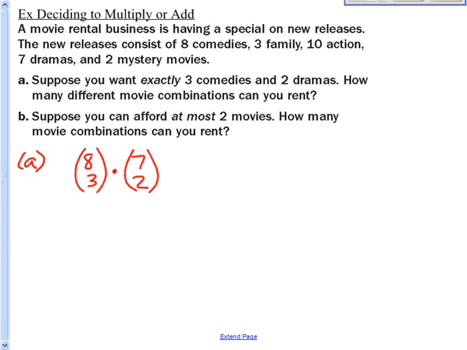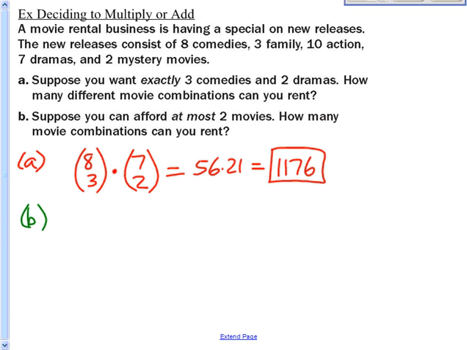So I apply the fundamental counting principle here, and it looks like you end up with 56 times 21. So this will end up in 1176. That's how many different movie combinations you can rent there. Okay, let's do part B now. So that's an example using the fundamental counting principle, where you're multiplying.